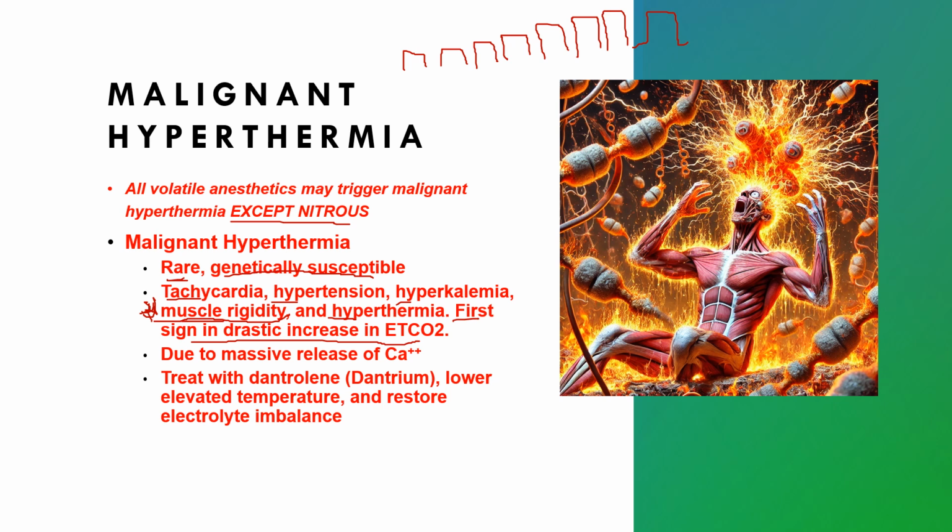All right, this is all due to an inappropriate release of calcium. Our RYR1 receptors release this calcium and don't take it back up. We're going to treat this with dantrolene or Ryanodex. We're going to lower that elevated temperature, and we're going to restore the electrolyte imbalances that happen with MH. And we'll talk more about this later on.